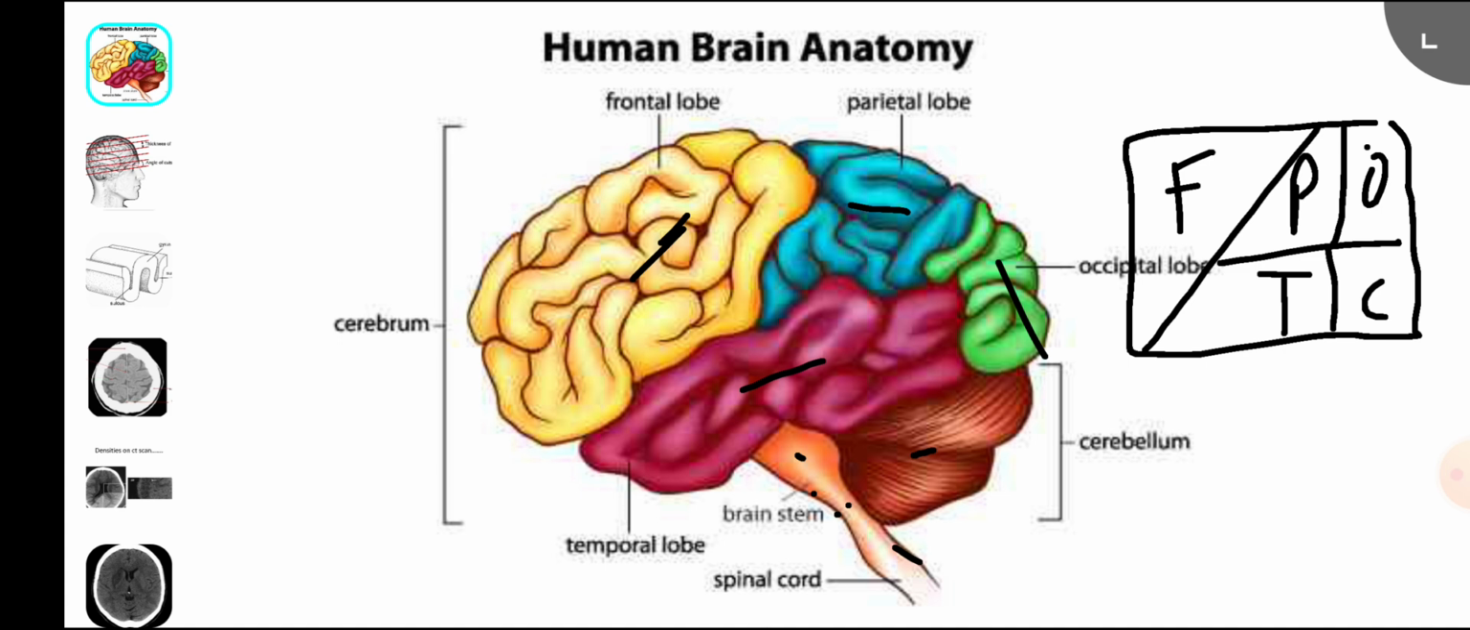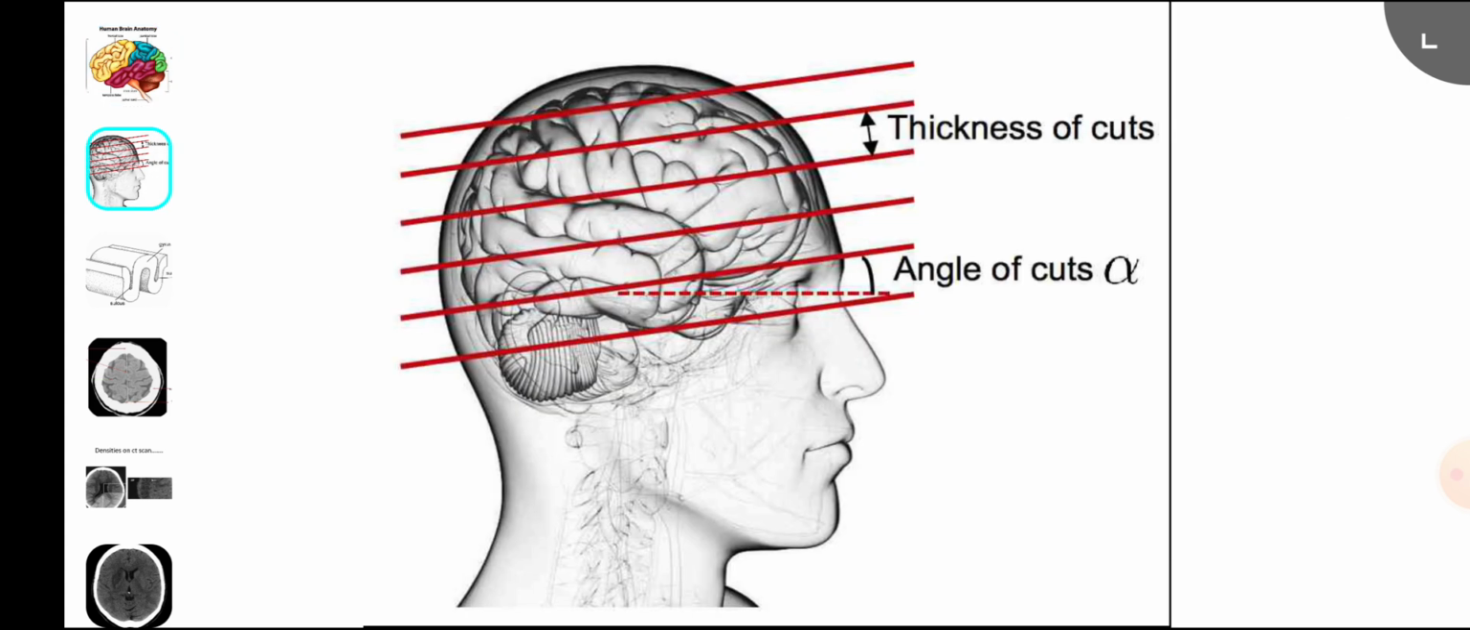Create a mental picture of this, because when you see the slices, you have to identify the structures. Where is the parietal lobe, where is the temporal lobe? And as I said, the lesser the thickness of the slices, the more cuts you get and the finer the details.